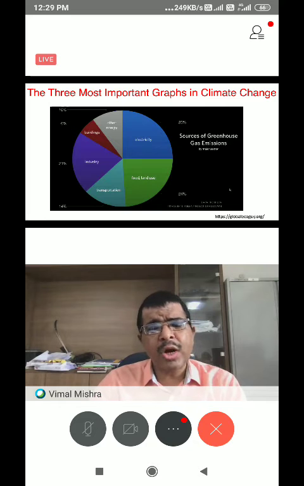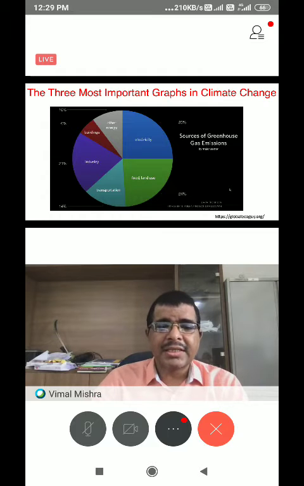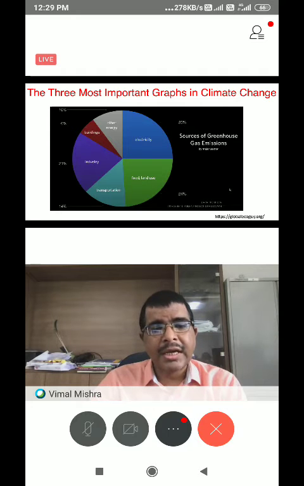The second is, what activities do we do that basically emit greenhouse gases? So this is the partition: 25% comes from electricity generation, 24% comes from food and land use. So we can see that food and land use change contribute almost as much as electricity generation. And then 14% from transportation, 21% from industry.